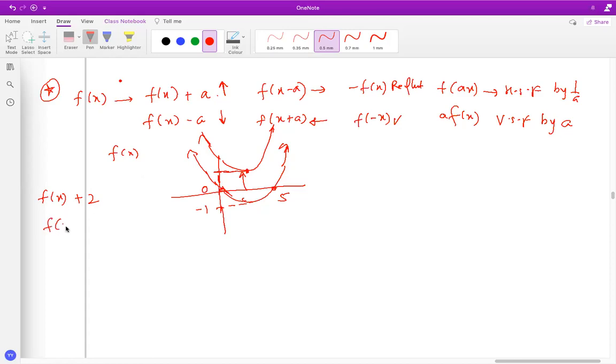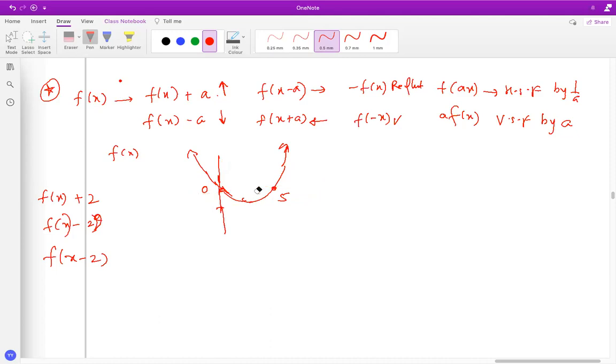Similarly, f of x minus 2 moves the graph 2 units down. So it becomes something like this when you move down. So that's your basic transformation here. Now, f of x minus a simply means that, if it is f of x minus 2, it basically moves the graph 2 units to the right. When it moves 2 units to the right, the shape of the graph remains the same. So something like here you'll get, this is f of x minus 2. So that's this part of the graph.